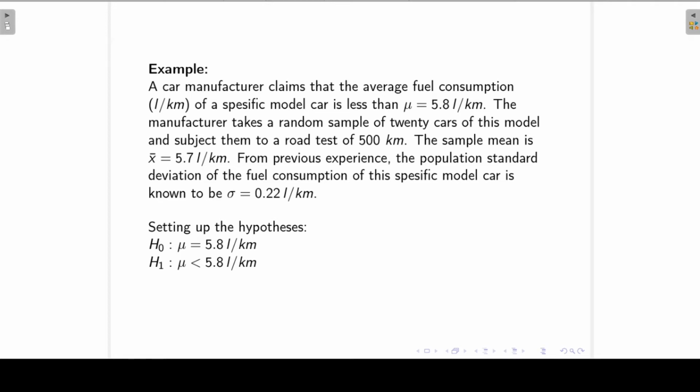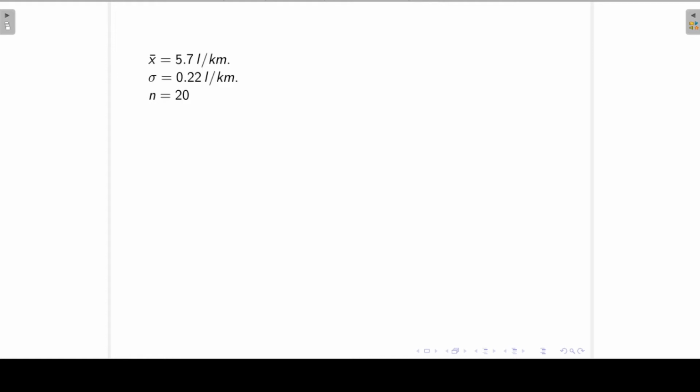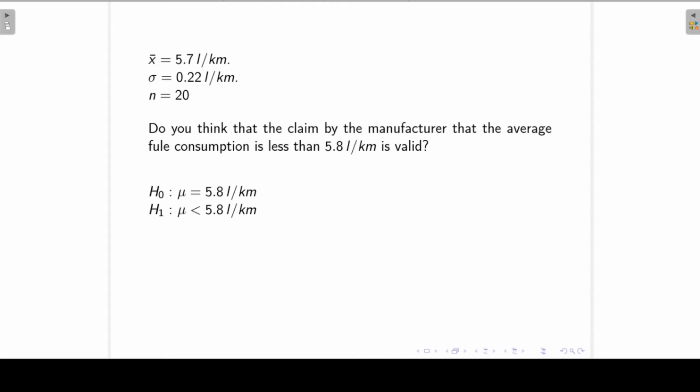Now the second step is to collect evidence, and then based on this evidence we have to decide whether we reject the null hypothesis or not. So if you read through our example again, what is the evidence that we have? We took a sample of 20 cars. The sample mean fuel consumption was 5.7, and we also know that the standard deviation is 0.22. So that is the evidence we have. On this slide, I have copied down the evidence and also our null and our alternative hypothesis. And now, based on our evidence, we must decide whether we reject the null hypothesis or not.